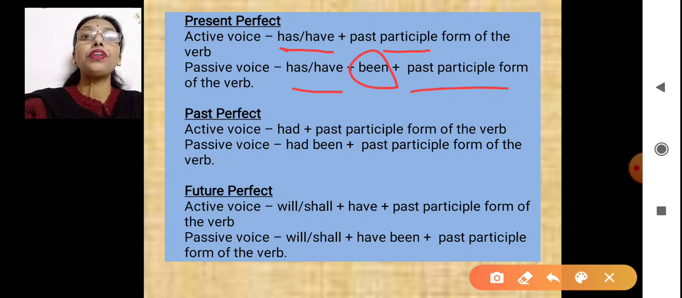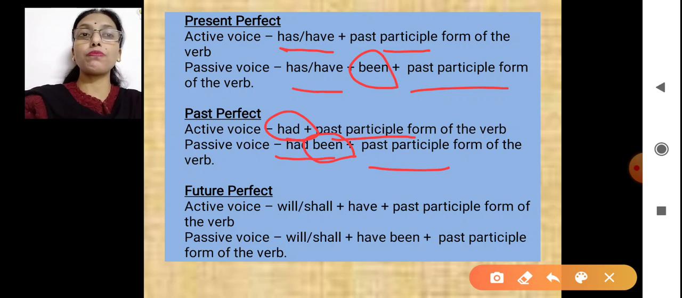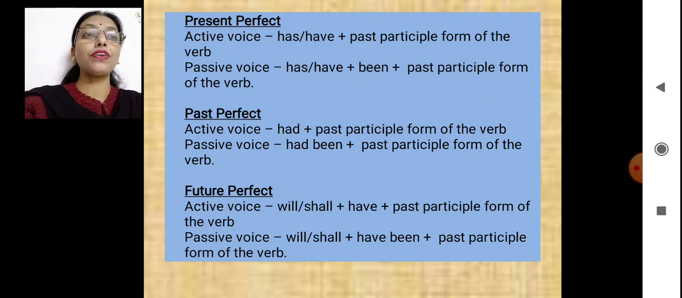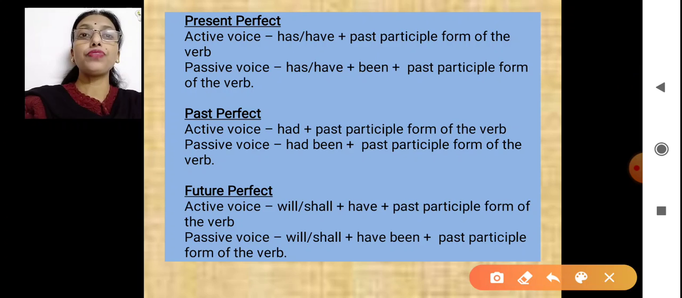Okay, now if I come to the past perfect, instead of has, have, had will be there, and past participle. When I'm changing it to the passive voice, I'm adding been to the had. Yes, and the past participle form of the verb, of course. Yes.